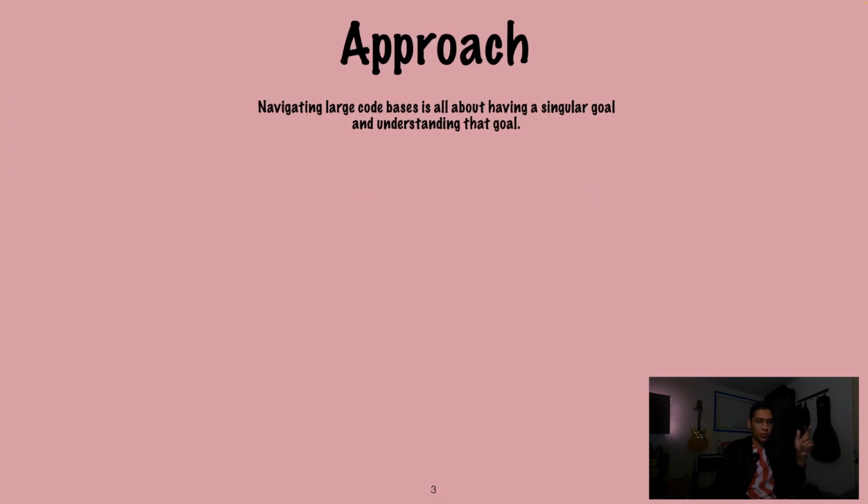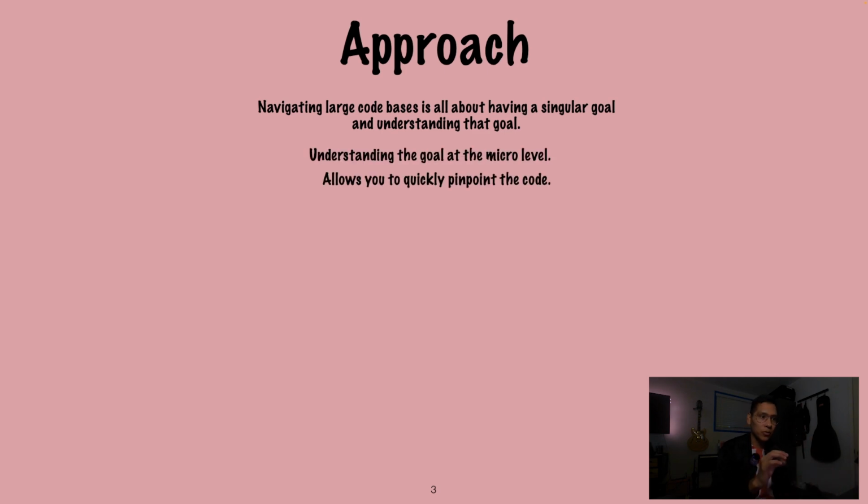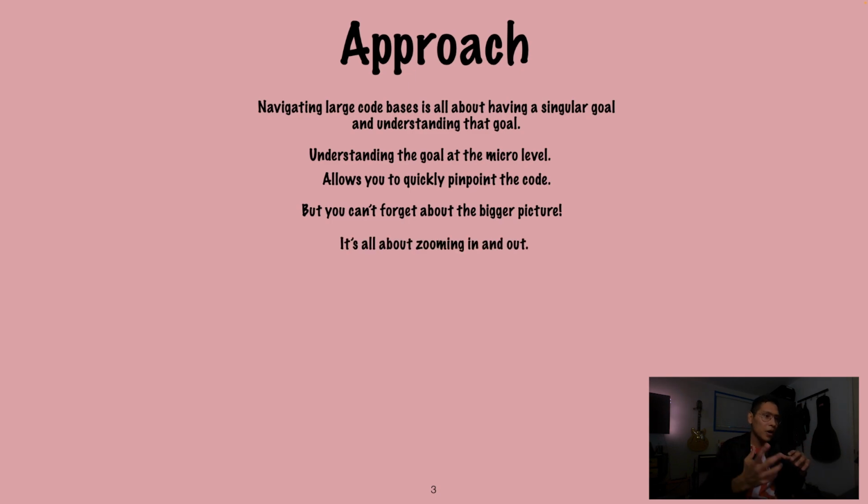Okay, so here's the approach. Navigating large code bases is all about having a singular goal and understanding that goal. Understanding the goal at the micro level helps you to quickly pinpoint the code. But you can't forget about the bigger picture, because it's so easy to get lost in the details, right? So it's all about this zooming in and zooming out.